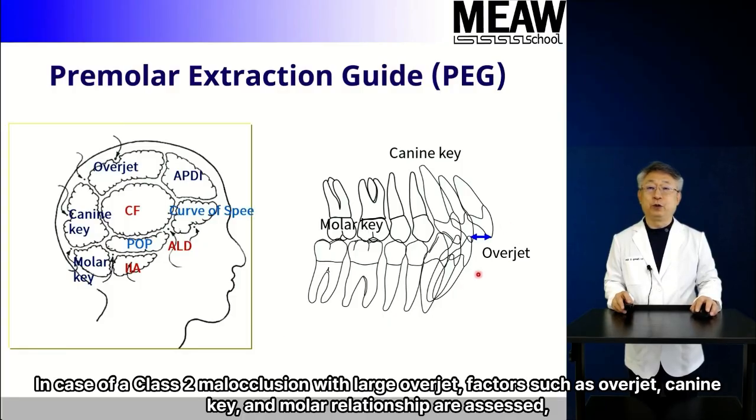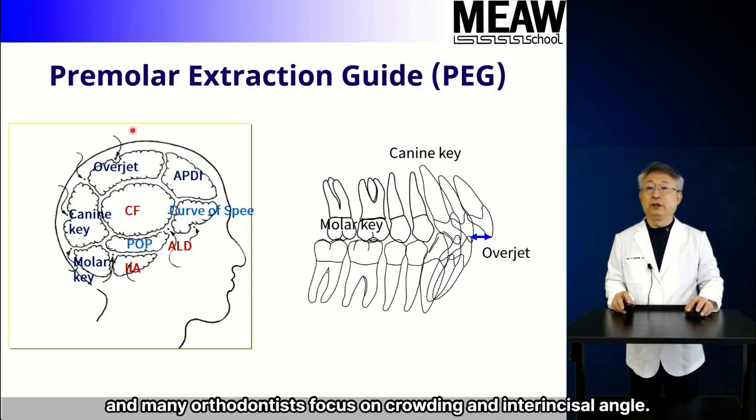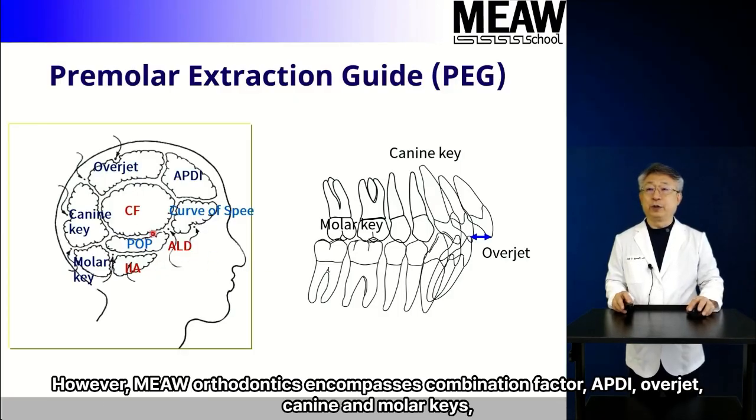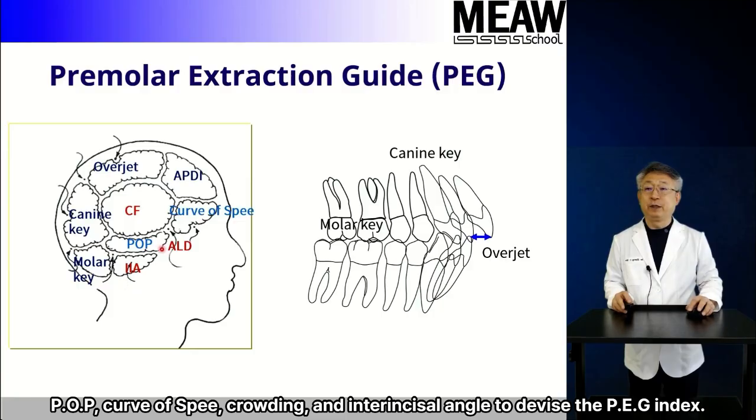In case of a Class II malocclusion with large overjet, factors such as overjet, canine key, and molar relationship are assessed, and many orthodontists focus on crowding and interincisal angle. However, mio-orthodontics encompasses combination factor, APDI, overjet, canine, and molar keys, POP, curve of Spee, crowding, and interincisal angle to devise the PEG index.